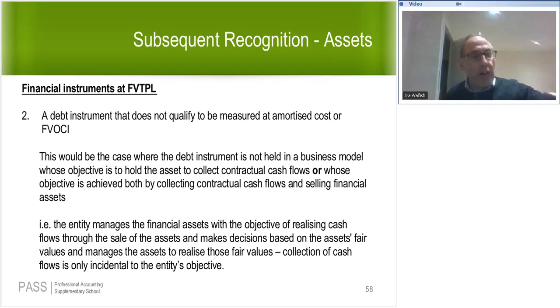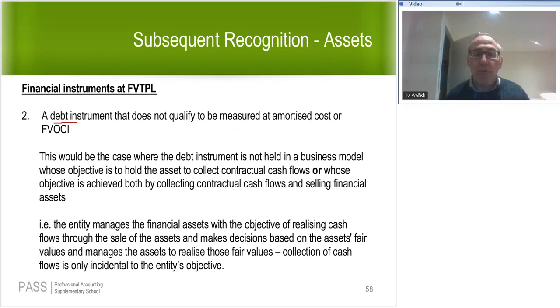Okay, so this would be the case, for example, where the debt instrument is not held in a business model whose objective is to hold assets to collect contractual cash flows, or whose objective is achieved by both collecting contractual cash flows and selling financial instruments. If we don't meet either of these business models, and I gave you an example here of where this would be the case, in that situation, we would treat the debt instrument as FVTPL.